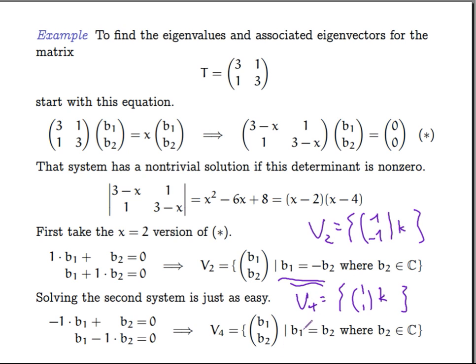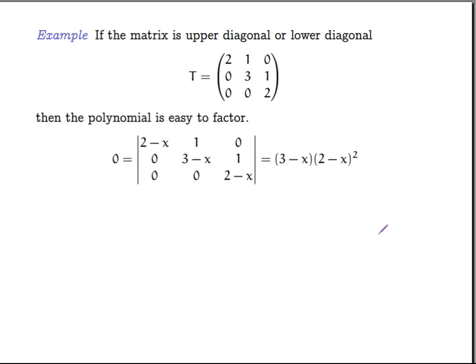All right. Now, in the case when the matrix is upper diagonal or lower diagonal, we didn't talk about this, but it turns out that if you have an upper or lower diagonal matrix, the determinant is equal to the product of the diagonal entries. Okay. So here we have the determinant of this matrix is just the product of these three values. So in fact, the eigenvalues are simply equal to the diagonal entries of the matrix.